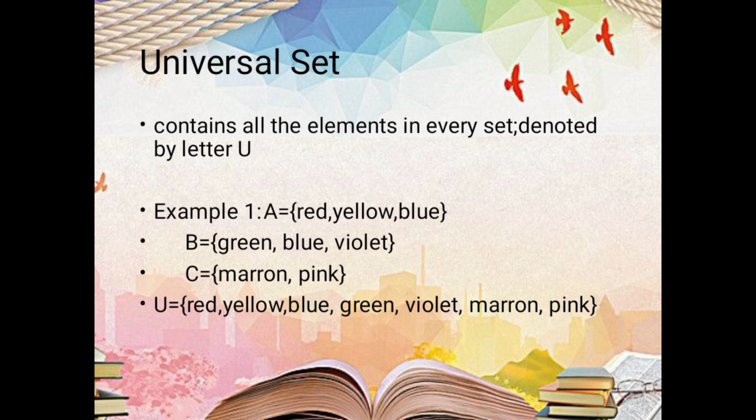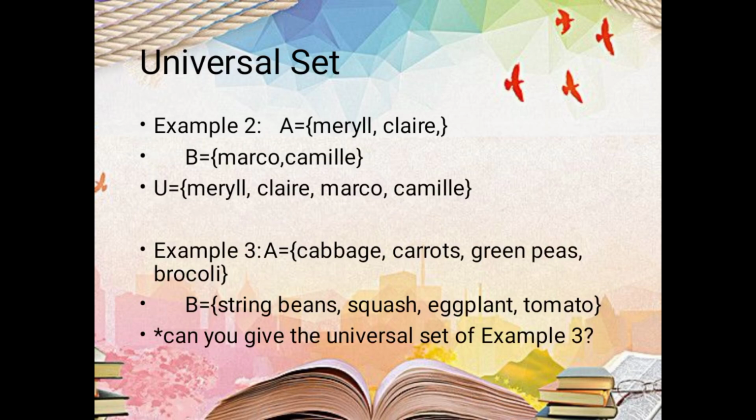As you can see, all of the elements in the sets are combined. We combine them all. So, for example number 2, A is equal to Meryl and Claire. B is equal to Marco and Camille. So, the universal set of A and B is equal to Meryl, Claire, Marco, and Camille.